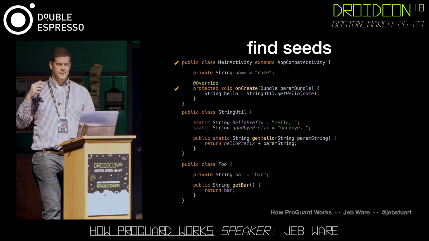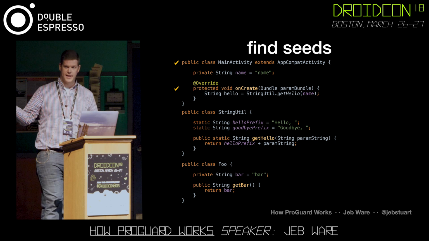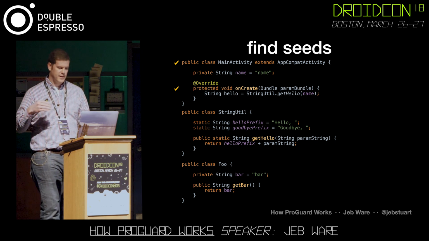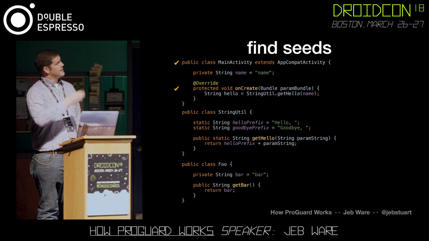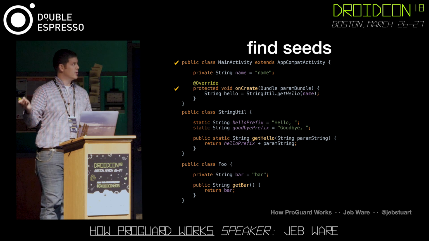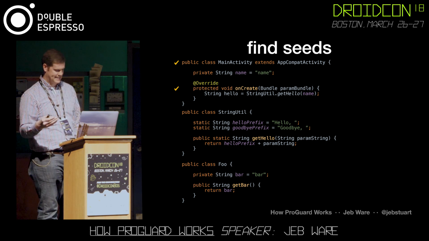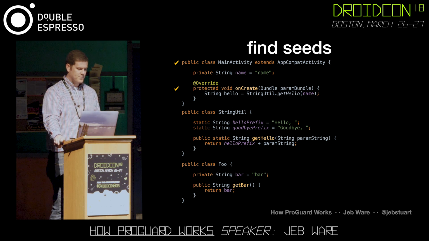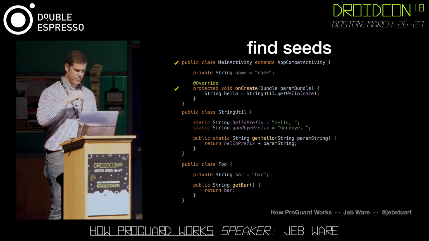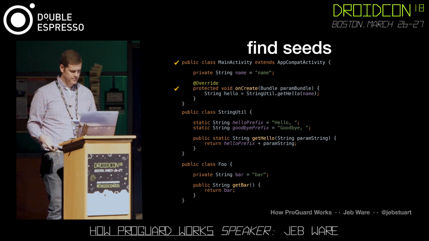So if you're making like a Java command line app, that's your public static void main method. If you're making an Android app, it's an activity, right? Because the framework is going to load your activity. It's going to instantiate your activity based on an intent. So these are all of the entry points that Proguard definitely needs to keep in your code.